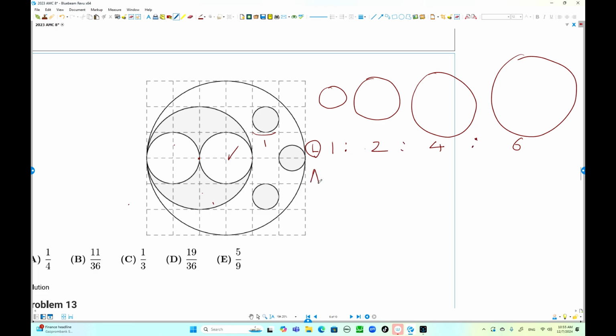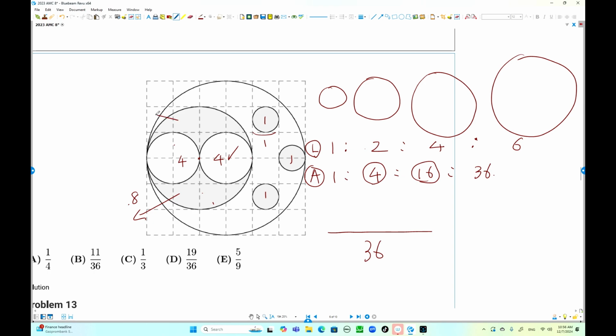Using this, what is the ratio of their areas? This is 1, and 2 squared is 4, 4 squared is 16, 6 squared is 36. So out of 36, this area is 1, 1, 1. What about this area? 16 minus 2 of this one, right? 8. Are you okay? This is a 4, this is a 4, and the third one is a 16. 16 minus 4 minus 4 is 8. That's the shaded area, okay? So what is the sum of our shaded areas? 8, 9, 10, 11. You can use this one too, okay?